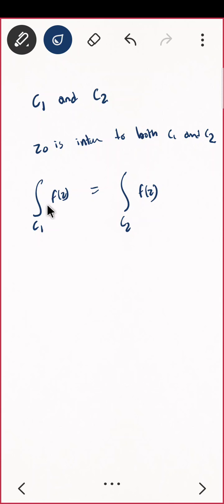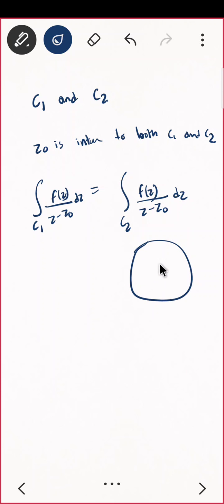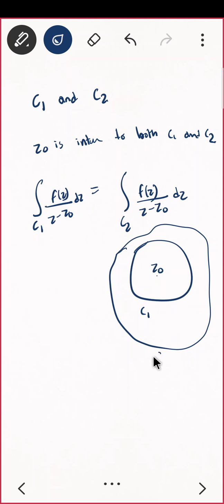Really, f of z upon z minus z0, because z0 is my interior point and I just want to use the Cauchy integral formula. Do you observe this pattern? Say Z0 is here, this is my C1 and you can take this as my C2. Both have Z0 as their interior, so their integral will be the same.